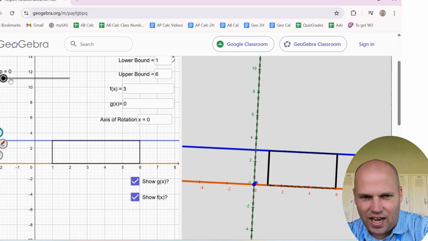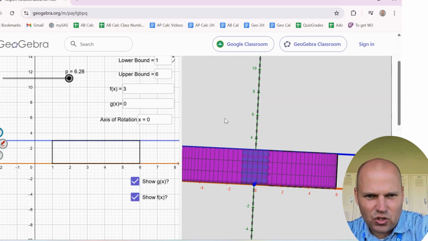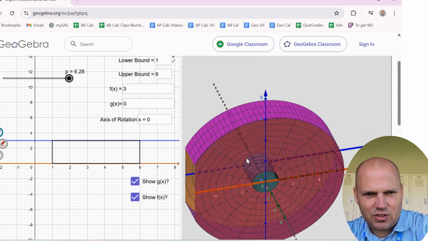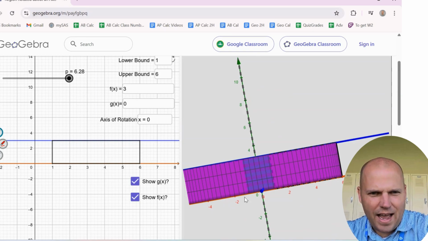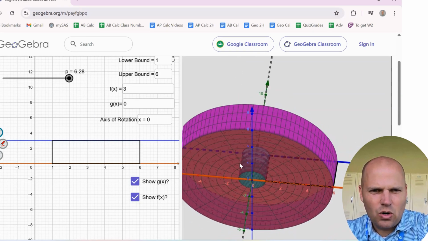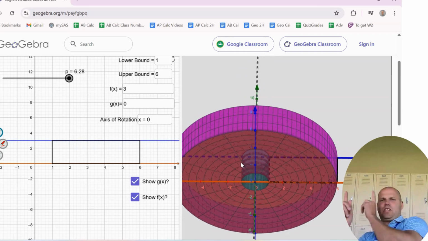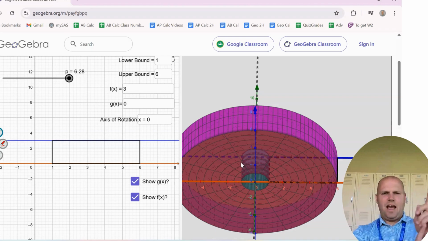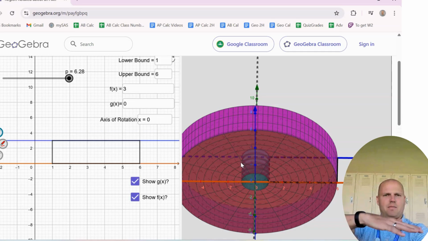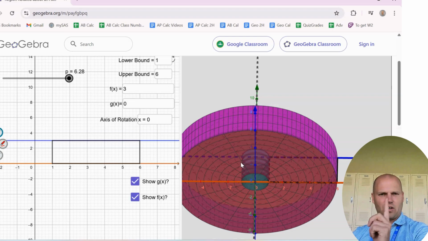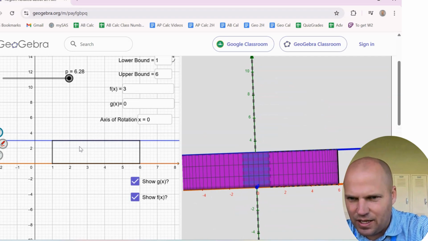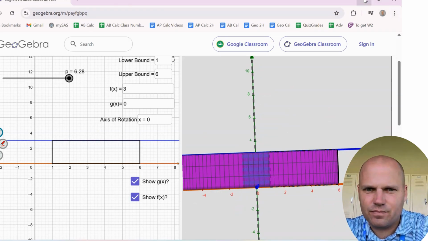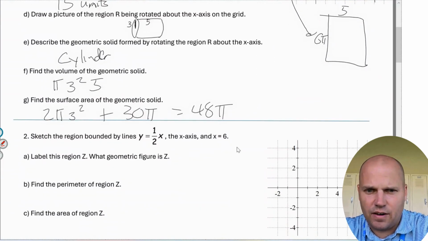It ends up creating this rectangle on the other side, and we end up creating circles on the top and the bottom. But since there is space in between the y-axis and the region, we create this hole. We create this outer cylinder with a circle on the top and on the bottom, and then we create an inner cylinder with a circle on the top and the bottom that ends up being a hole. Stuff like that that we need to think about. It's not asked of you here, so you don't have to do it.